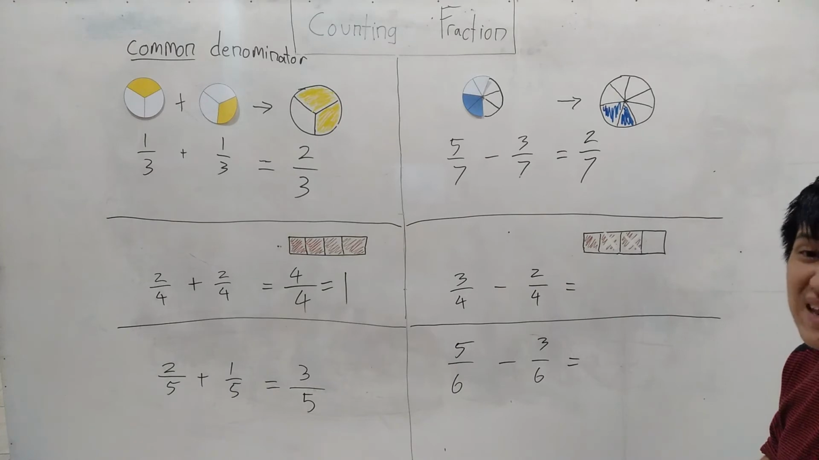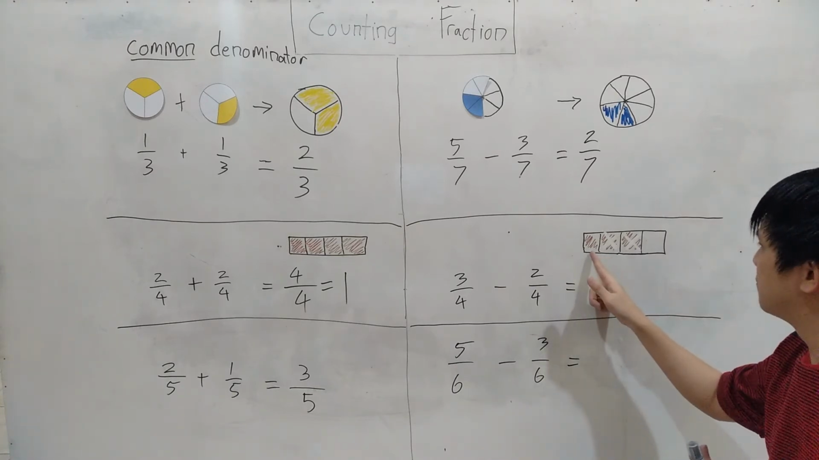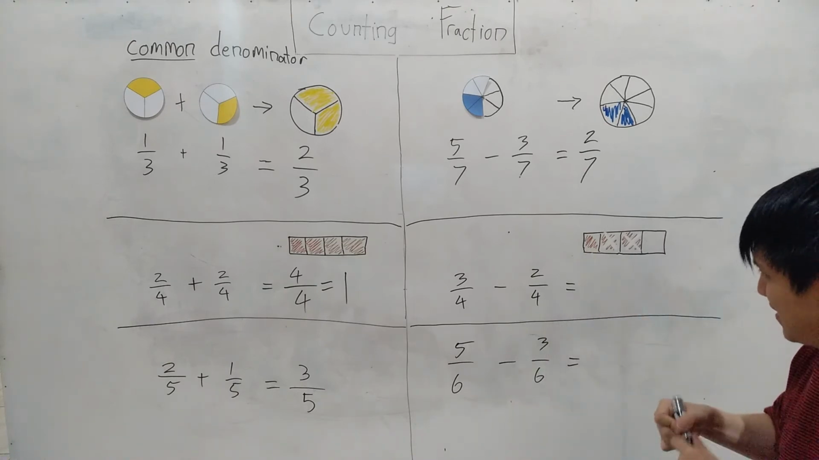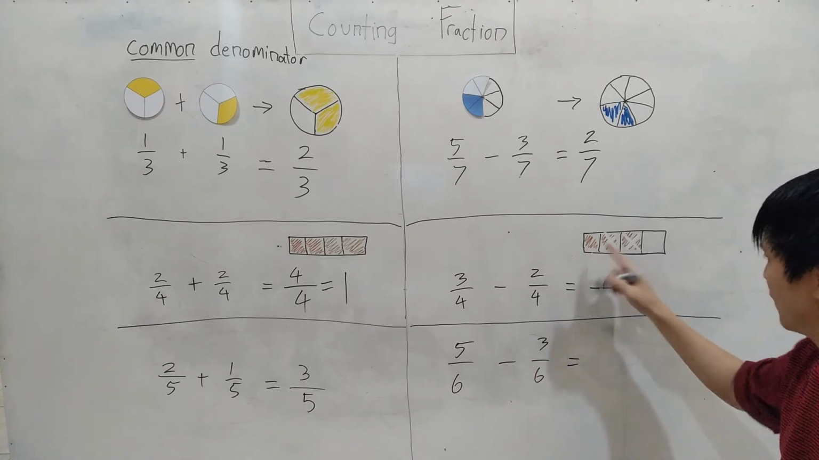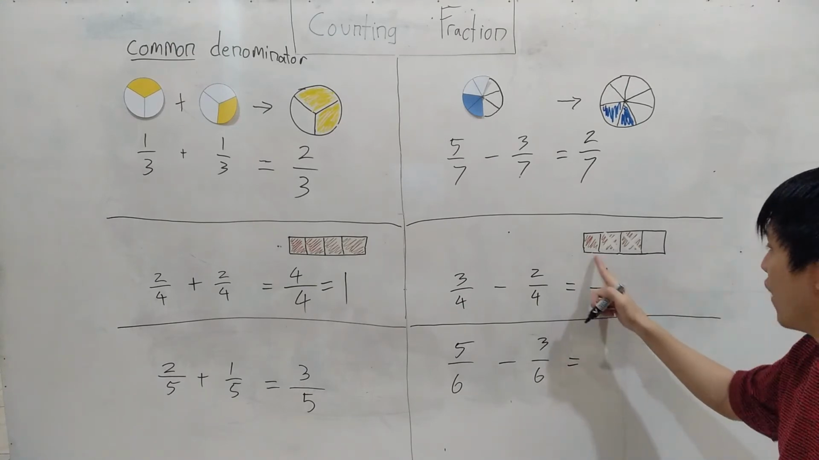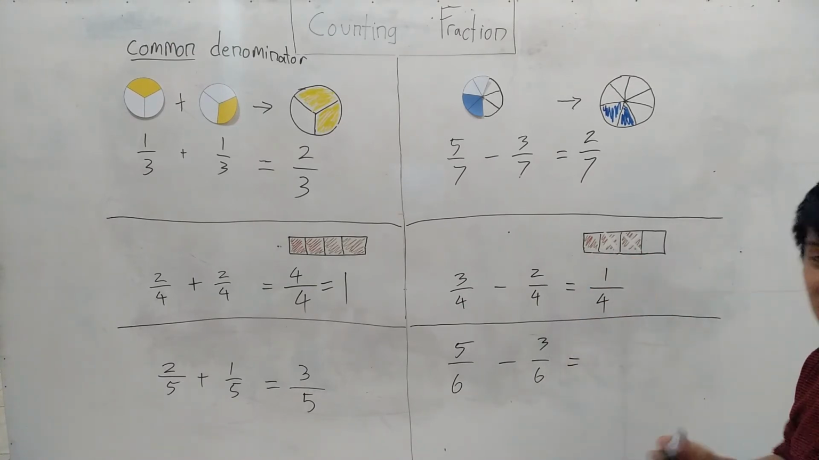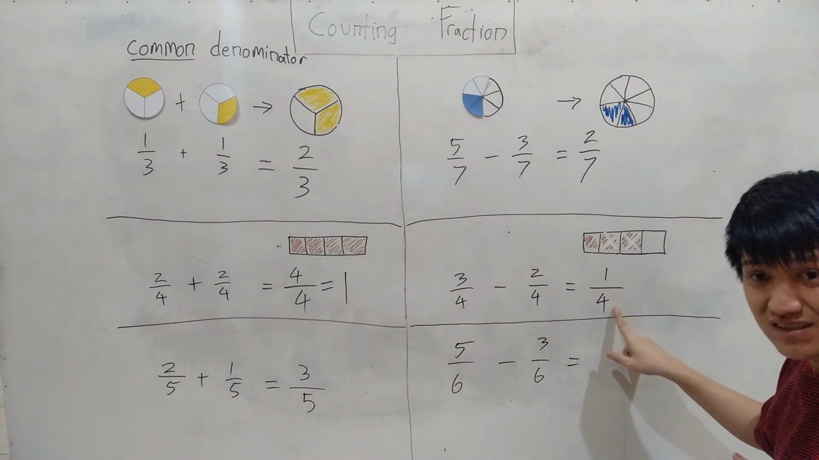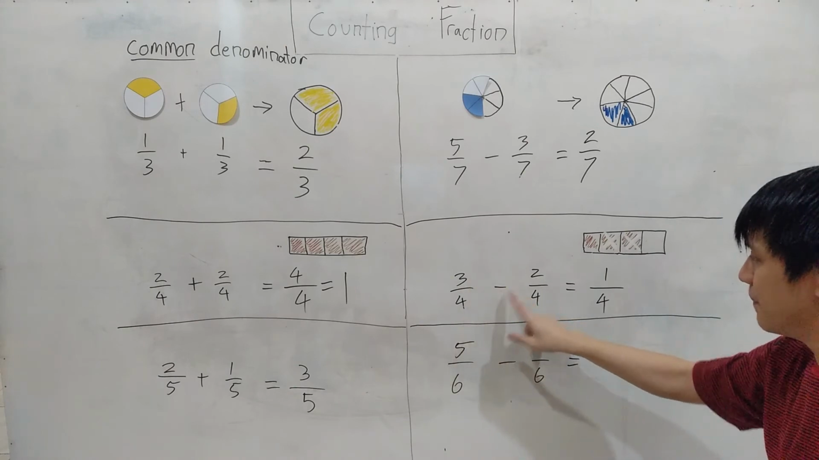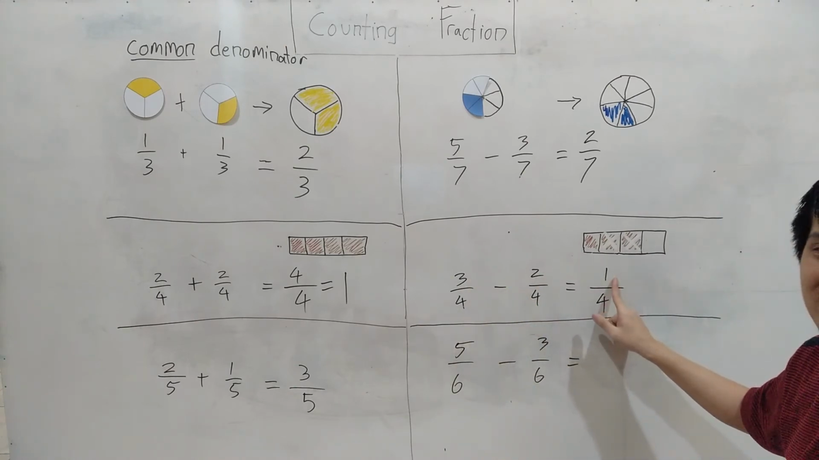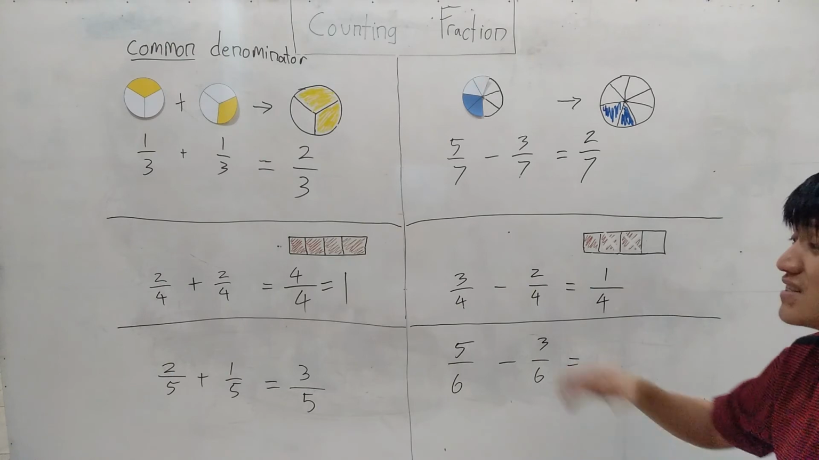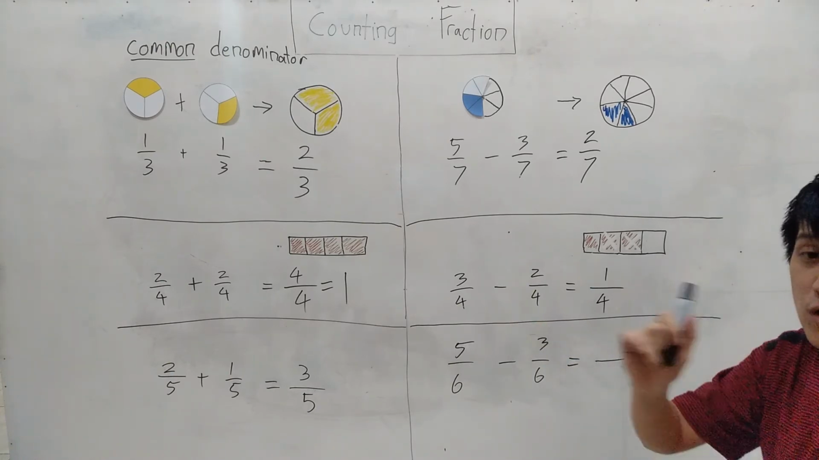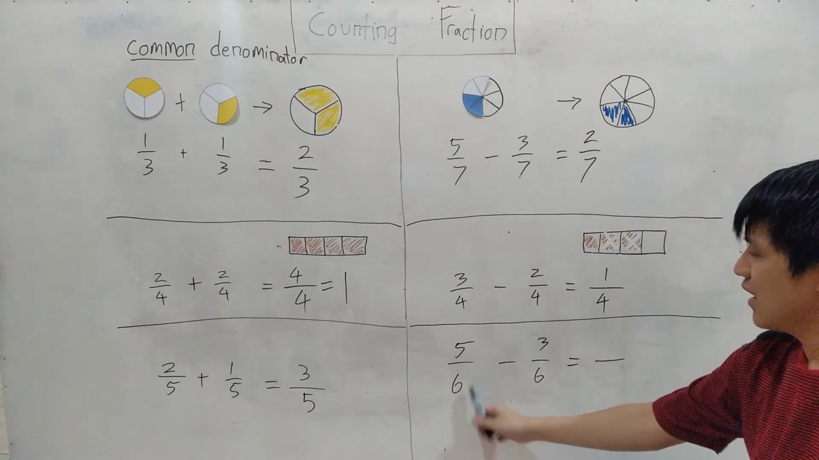So how many pieces of chocolate do I have left? I had 1 out of 1, 2, 3, 4 equal pieces. You see the pattern? The denominator stays. The numerator 3 minus 2 becomes 1. So remember, when you want to do addition or subtraction of fractions, what you do first is check the denominator. Do we have the same denominator?